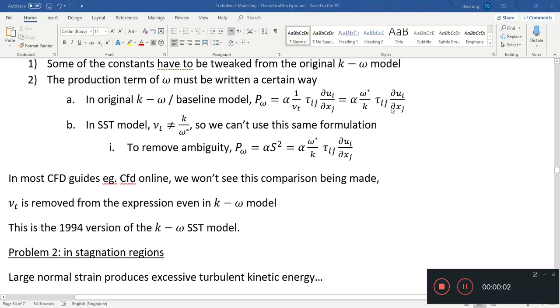And hello, welcome everyone back to our turbulence modeling background. We are talking about the background behind the kOmegaSST model.